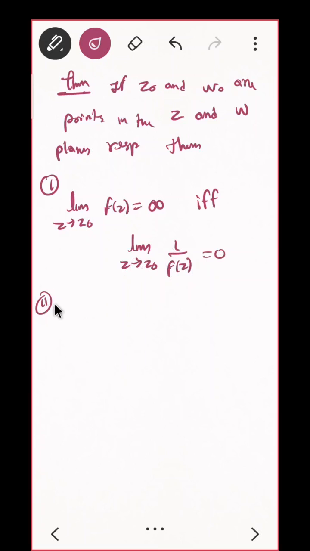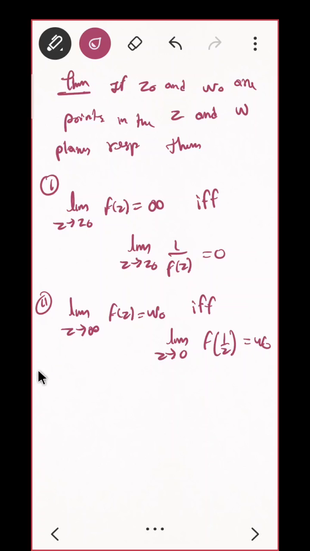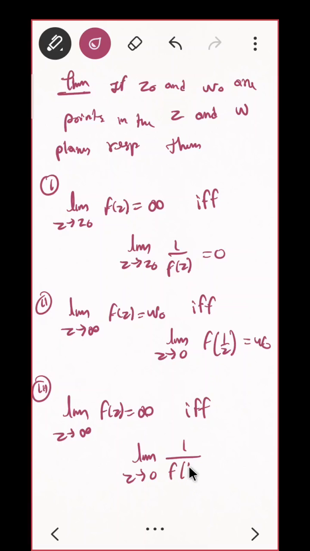By definition it follows. Second, limit z tending to infinity f of z is equal to w naught if and only if limit z tending to 0 f of 1 by z is equal to w naught. Third, limit z tending to infinity f of z equal to infinity if and only if limit z tending to 0 1 upon f of 1 by z is equal to 0. Yes, these three things you want to prove.